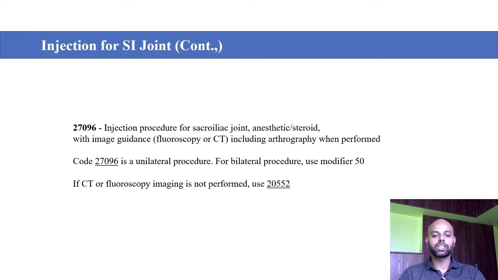The description is injection procedure for sacroiliac joint, anesthetic or steroid, with imaging guidance like fluoroscopy or CT, which includes arthrography when performed. This is a unilateral code. When you bill this code, make sure you add the appropriate laterality modifier, RT or LT. When the provider injects both sides, you have to add modifier 50 with 1 unit of 27096. And when the provider injects without imaging guidance, you have to use CPT code 20552, not 27096.